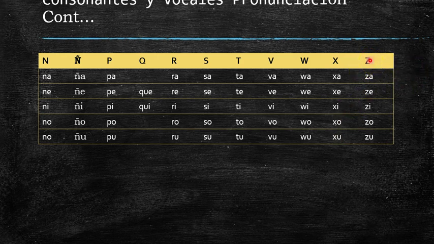Z or zeta, sa, se, si, so, su. The Z in Spanish doesn't really have the difference that you have in English. In English, you'll do the z sound. Not in Spanish. It almost sounds like an S. So, sa, se, si, so, su. So, keep that in mind too. All right, let's move on.